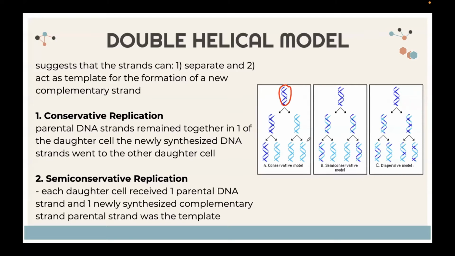Next naman, for the semi-conservative replication, each daughter cell received one parental DNA strand and one newly synthesized complementary strand. Parental strand was the template. So, ang difference naman ng conservative to semi-conservative, kunwari ito yung original or yung old na DNA mo. Kung magre-replicate na yan, makakakuha siya ng old and then new. And then old and then new. Parang meron kang lumang template, tapos gagawa ulit siya ng new. Okay? Parang may mamamana talaga. Yun yung difference ni conservative to semi-conservative model.